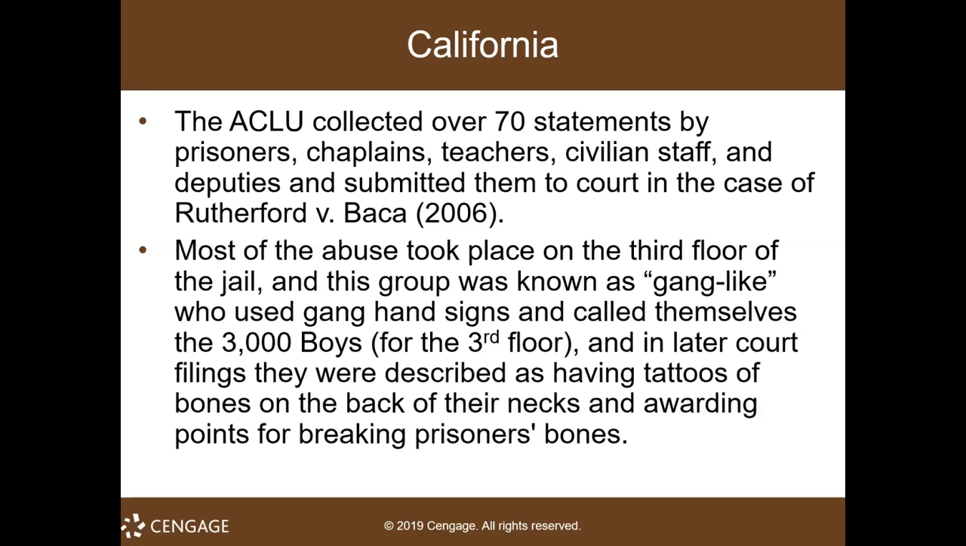And in later court filings, they were described as having tattoos of bones on the back of their necks and awarding points for the breaking of people's bones.